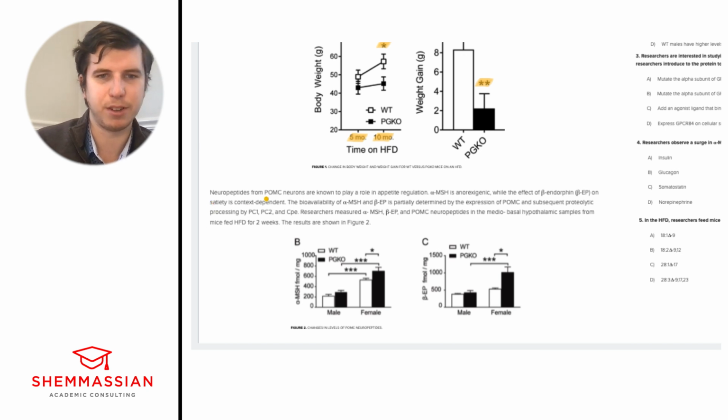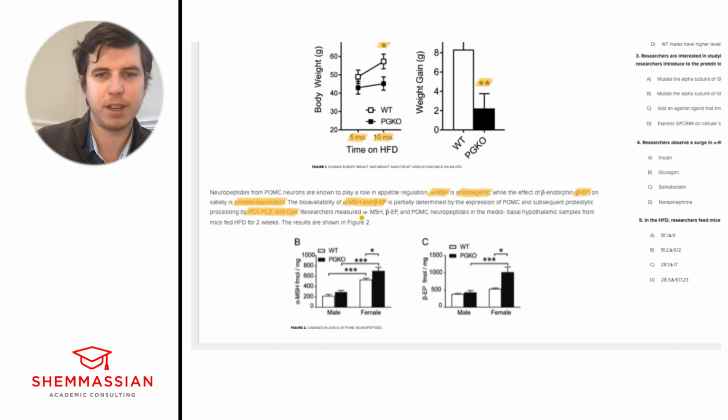Neuropeptides from POMC neurons are known to play a role in appetite regulation. Alpha MSH is anorexigenic, right? Okay. While the effect of beta endorphin, beta EP, on satiety is context dependent. Okay. The bioavailability of alpha MSH and beta EP is partially determined by the expression of POMC neurons and subsequent proteolytic processing, PC1, PC2, CPE. Right, they're just giving us a lot of words here. I'm going to highlight them so I know they're there, but we don't really know what this means yet.